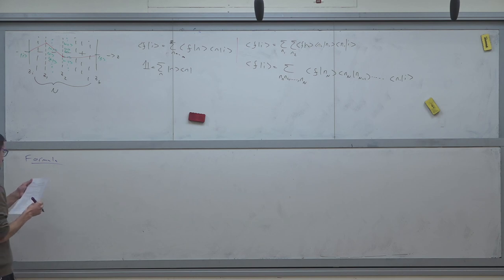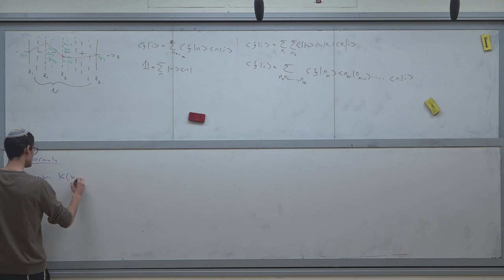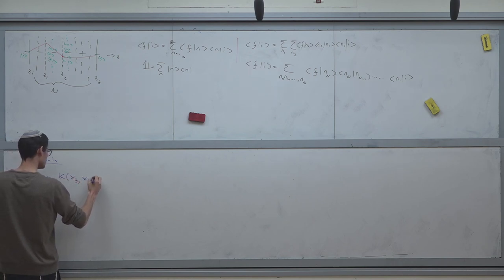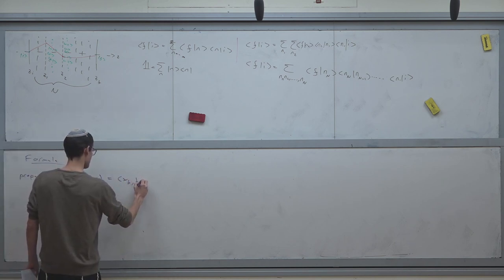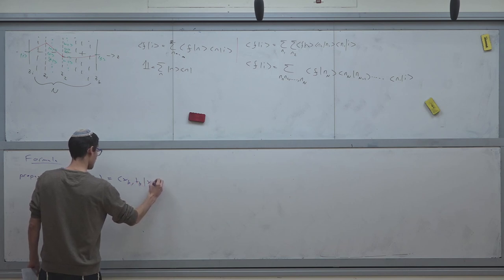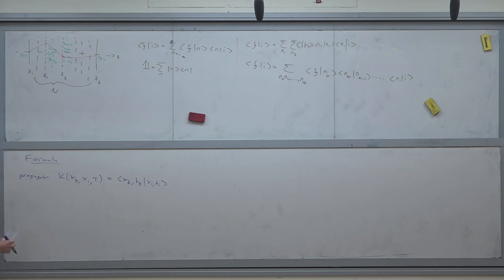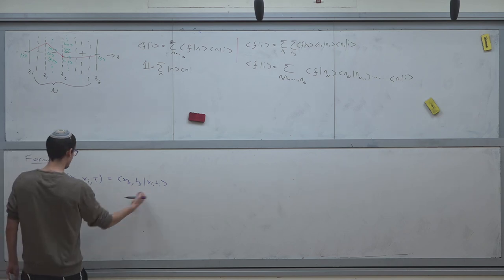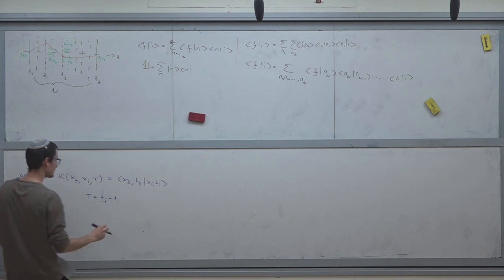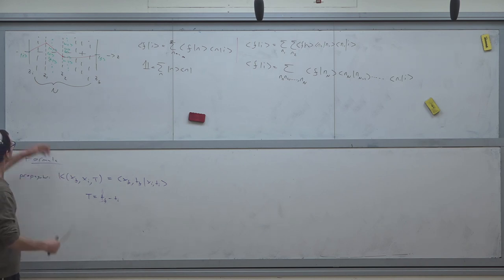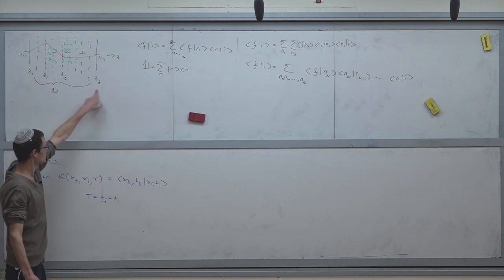So what are the important formulas? The goal of the path integral is to compute what's called the propagator. The propagator has, well, technically only three arguments. Capital T is just the time difference, T final minus T initial. And this is exactly what we did in this very many slit experiment. The difference is instead of Z, we now have T.